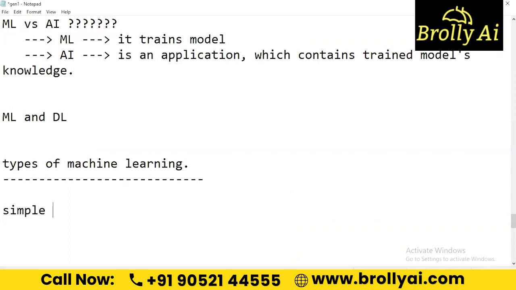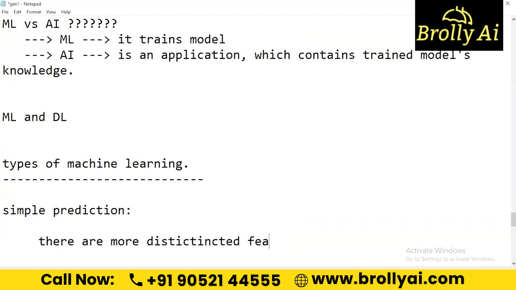If you talk about simple prediction, there are more distinctive features between male features and female features. That means between two classifiers, if you treat male as one classifier and female as one classifier, there are more distinctive features between classifiers.